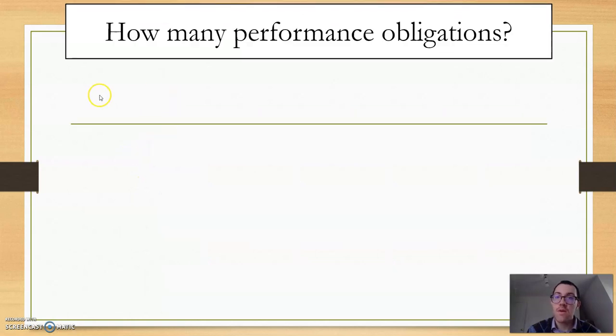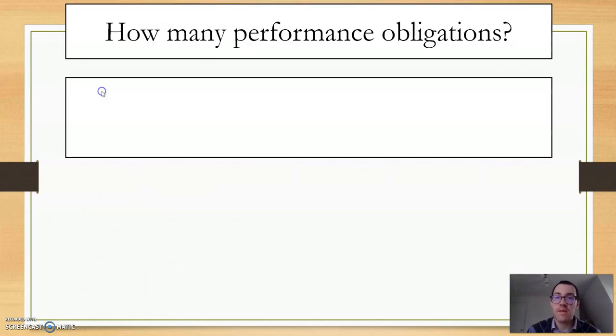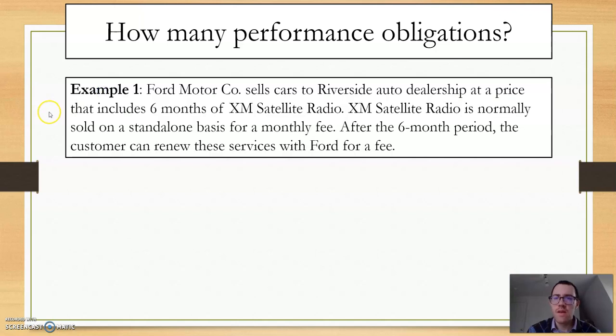Okay, so then how many performance obligations? Here we've got Ford Motor Company selling cars to Riverside Auto Dealership at a price that includes 6 months of XM satellite radio, which is normally sold on a standalone basis for a monthly fee. So after that 6 month period, the customer can renew the services with Ford for a fee if they want.